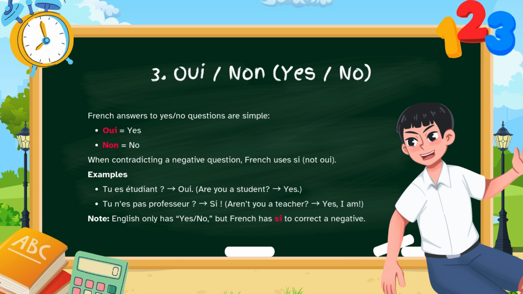Troisième. Tu aimes la musique? Answer, oui. Yes. Say, oui. Quatrième. Tu n'aimes pas le café? Answer, si. Yes, I do. Say, si. 5. Tu es fatigué? Answer, non. No. Say, non.